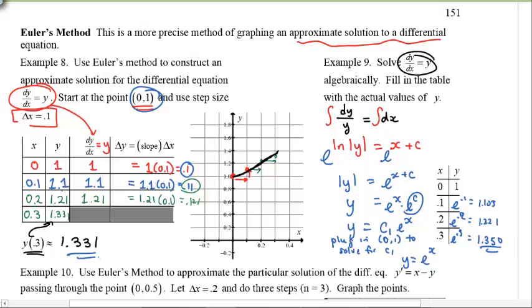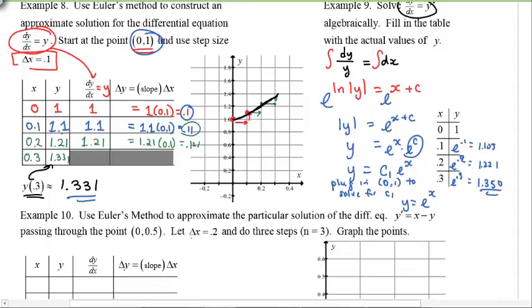All right, ladies and gents. So I want you to try example 10 yourself. It's the same idea. Okay? And then the only difference in this case is our step size is a little bit wider, so 0.2. But I'd like you to try this, and then I'll ask you to try example 11. Try it, please, first before you come back and listen to me go over the answer. All right? We'll see you in class.